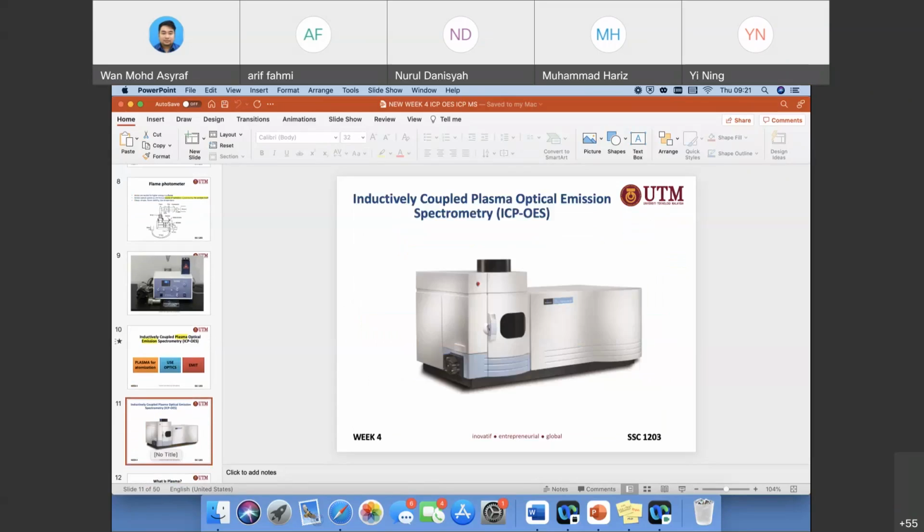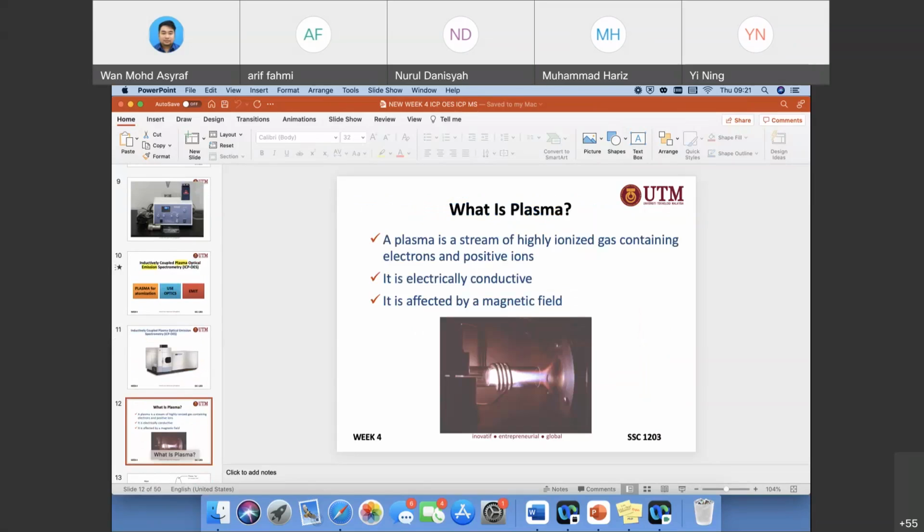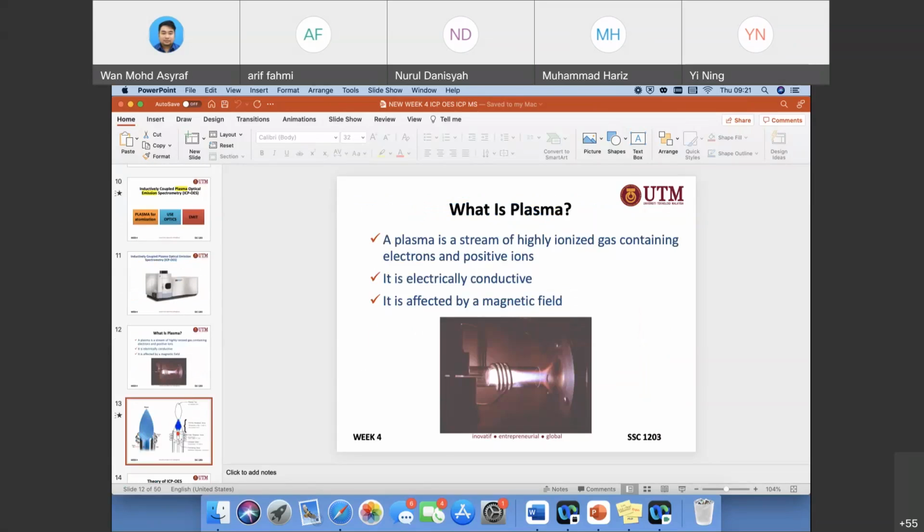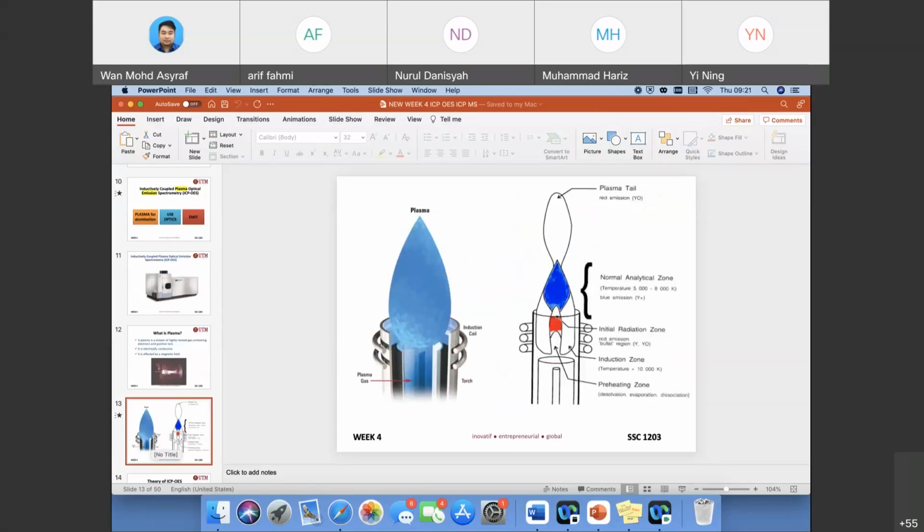For this one, you need to know what plasma actually is. This is one of the questions that is usually popular to ask. Okay, what is plasma actually? You need to know plasma is not a flame. It is not ignited by ethyne, as we saw in atomic absorption spectroscopy. So what is plasma actually? You need to know the definition of plasma. All right, and what the normal analytical zone is, and what the temperatures usually are in your analysis.